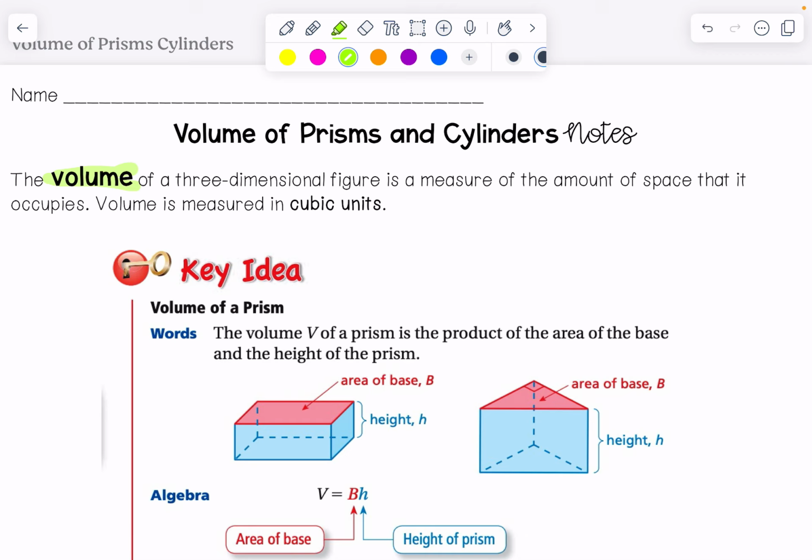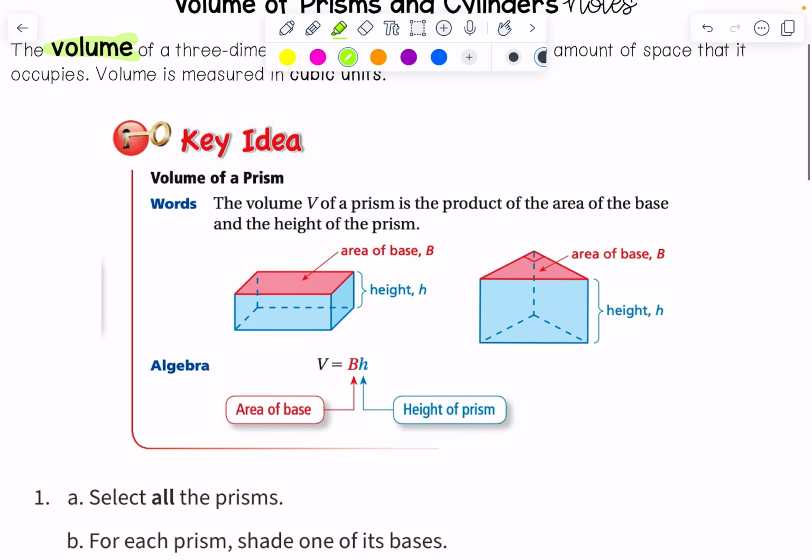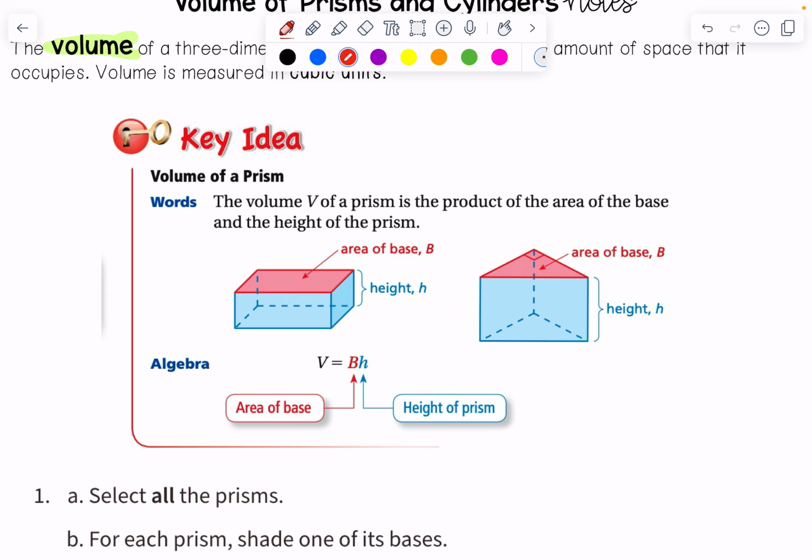So it's going to be the amount of space, like kind of think of it as the inside of the object, or how much space it's occupying. So some of you from elementary school might remember that for a rectangular prism, you can figure out volume by multiplying length times width times height.